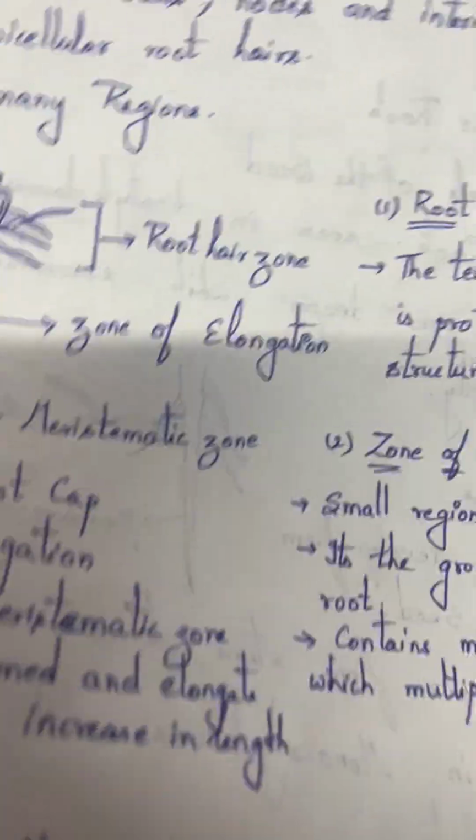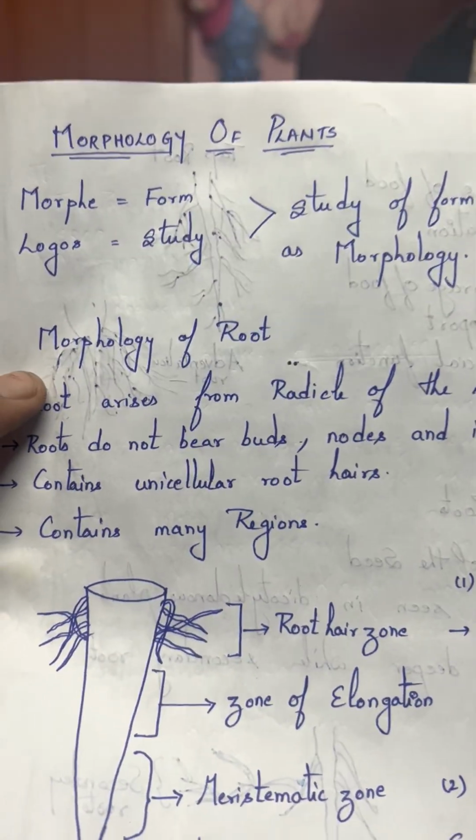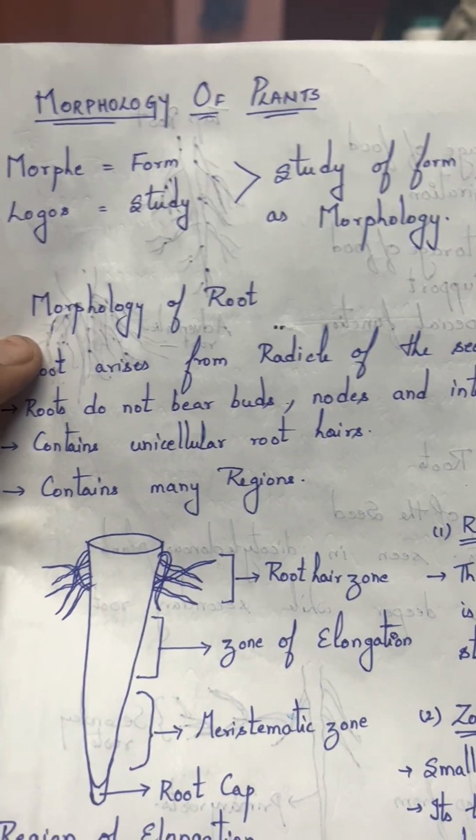Okay. So we have already discussed the roots. Here also I will be explaining about the roots first. So what do you mean, firstly, by morphology of plants?